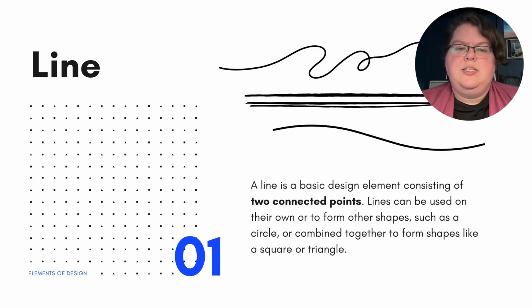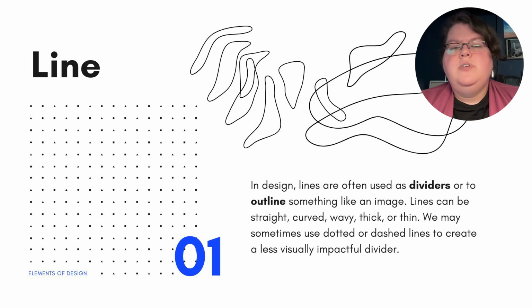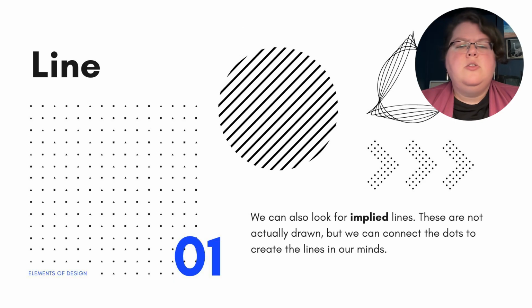In design, lines are often used as dividers to outline something like an image. We may sometimes use dotted or dashed lines to create a less visually impactful divider. Much like how a larger or bolder line of text can separate a document, lines can be used in a similar way. We can also look for implied lines. These are not actually drawn, but we can connect the dots in our minds to create these lines.